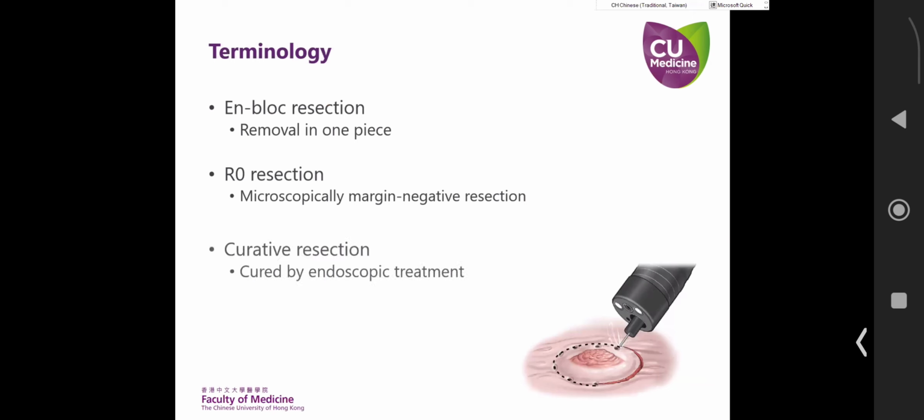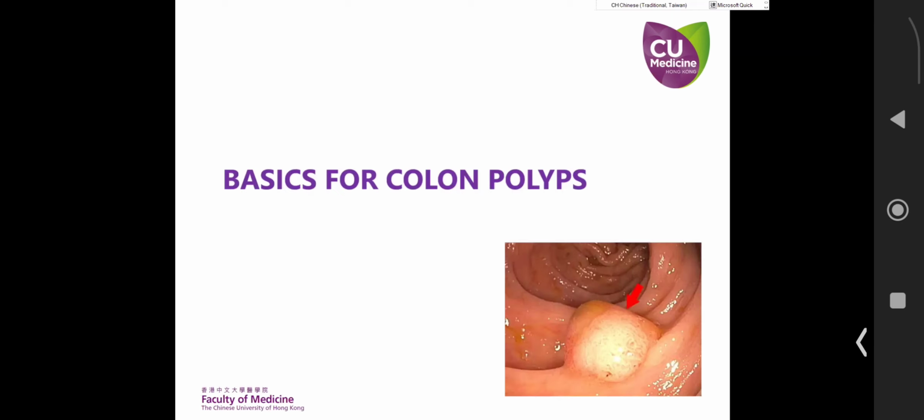Again, these are the explanations of these three terminologies. En bloc just means removing it in one piece. Most of the time it can be done. But more importantly is whether we can achieve the margin-free resection. This will be the second important tier. The third tier is the curative resection. Making good use of IEE will help us make sure that we can achieve this before sending the patient for endoscopic resection.